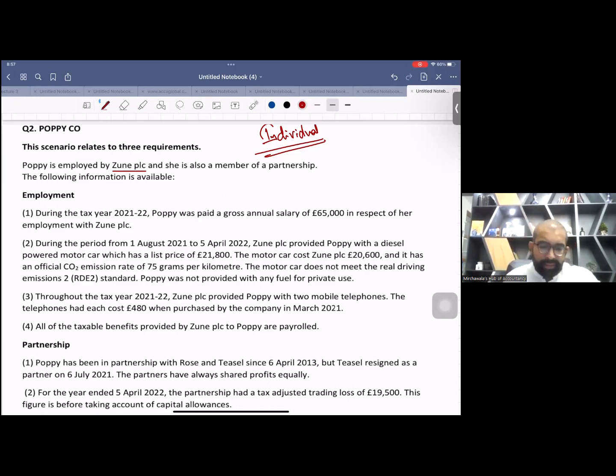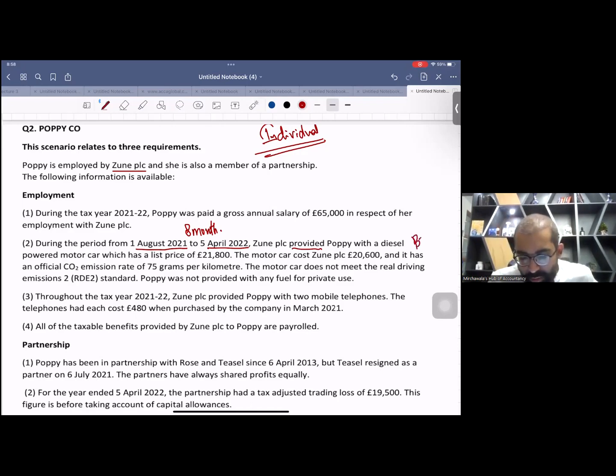Okay. Now let's read point number 2. During the period from 1st August 21 to 5th April 22. Now wait, as this person is an individual, automatically the fiscal year should come to your mind. Employment income PNL is always made for the fiscal year. From 1st August 21 to 5th April 2022, that is almost 8 months. Please count yourself. Zune PLC, the employer, provided it, so it's a benefit.